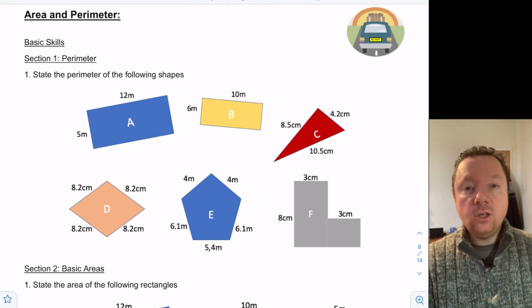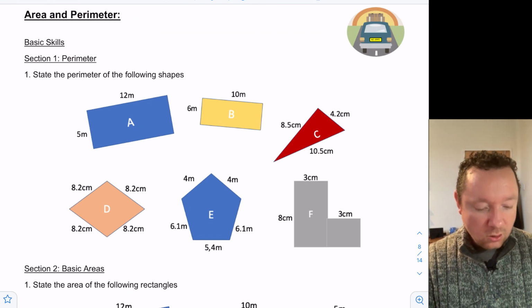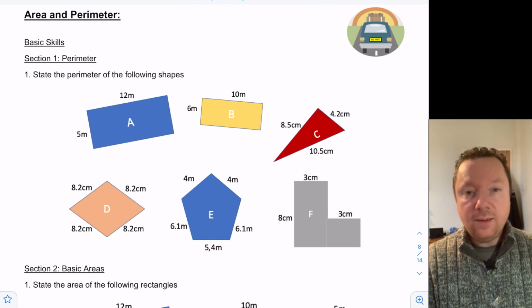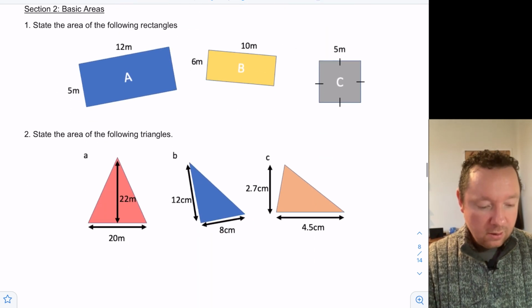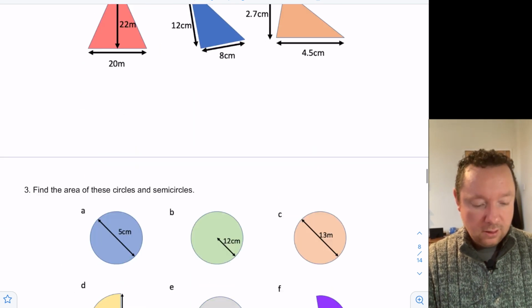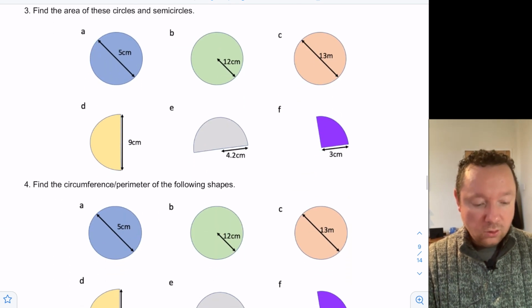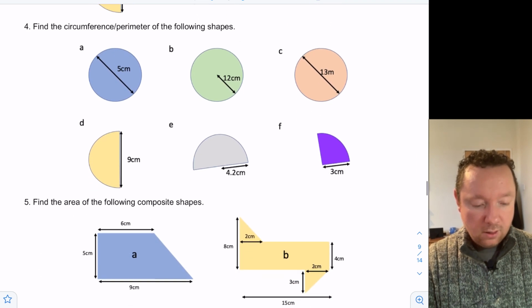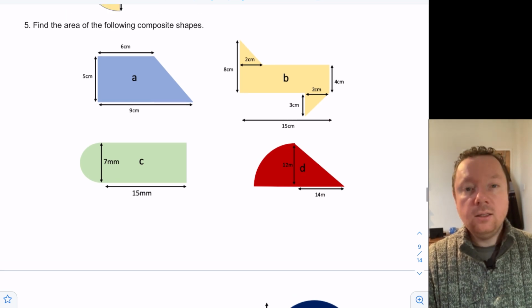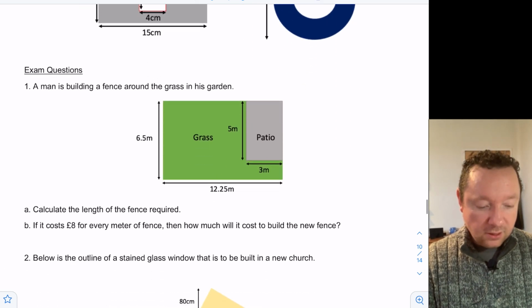Okay, I've got a bunch of questions you can try going from easy to hard. So you might be able to pause it at various points. The first one is find the perimeter of just these shapes. And then some areas. And then some circles. And then some composite shapes. And then your exam style questions.